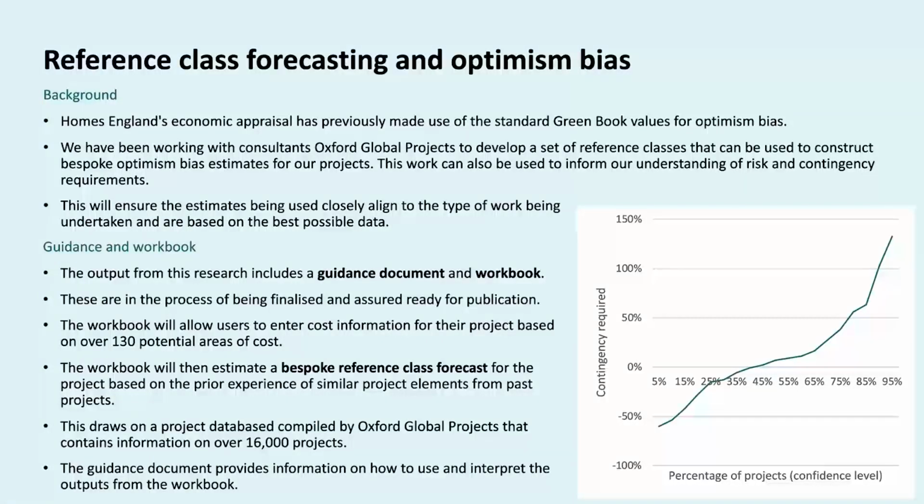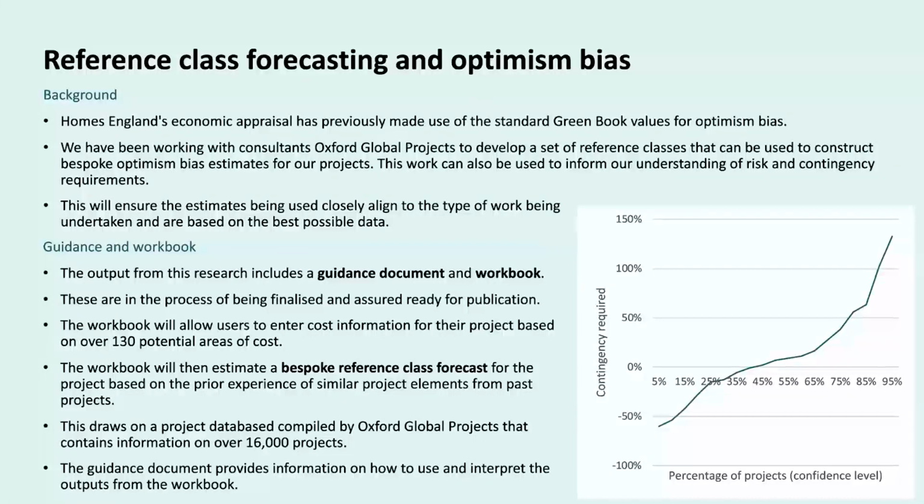So we've been applying the reference class forecasting methodology with consultants Oxford Global Projects to construct a set of reference classes that are relevant to Homes England projects, building on or making use of the Oxford Global Projects database of over 16,000 past projects. So what this allows you to do is to enter costs in relation to 130 or so cost categories that may be relevant to a sort of a housing-led project. And from those costs, it will give you a bespoke estimate for optimism bias or potentially contingency requirements.